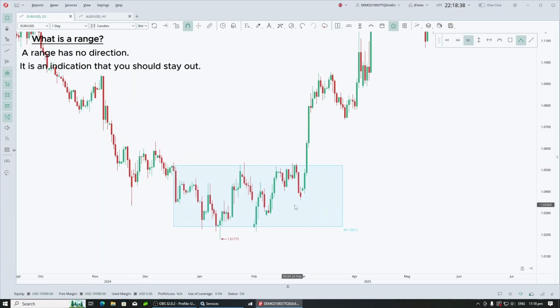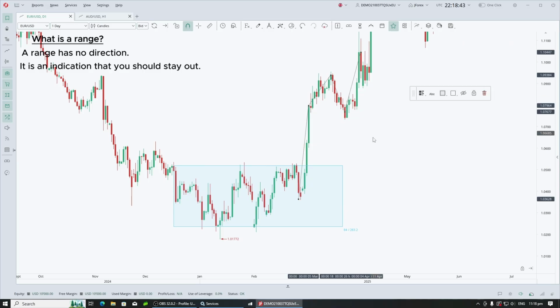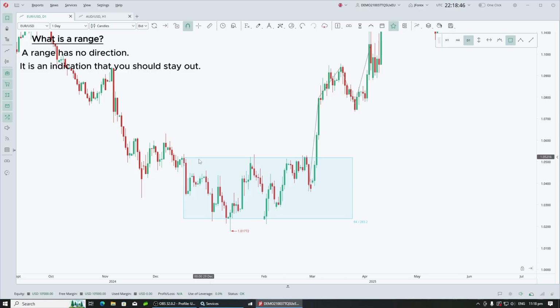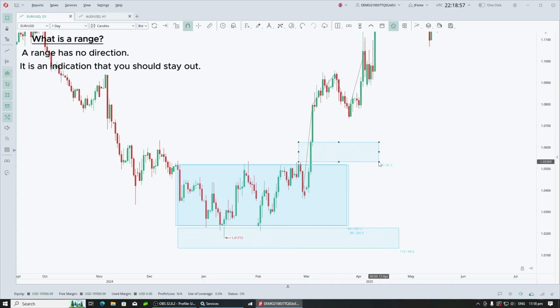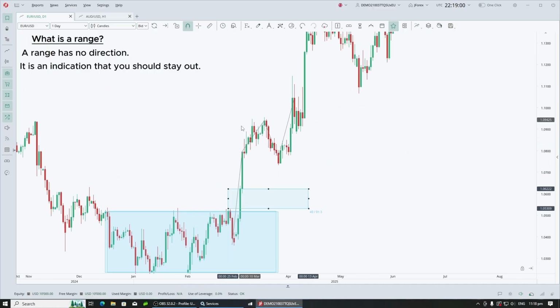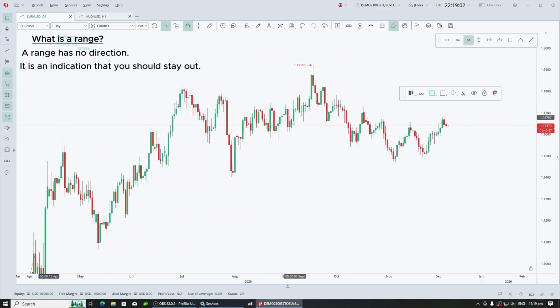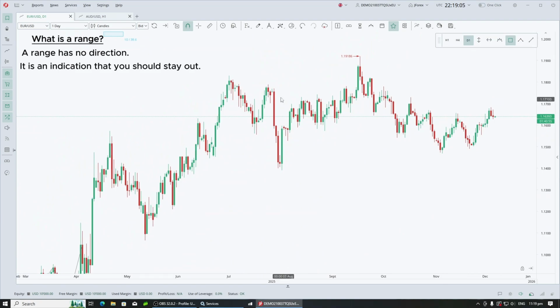Immediately we broke out of this range right here, we have an upward momentum. But what happened during this time period? What exactly was going on right here? Because we weren't creating any lows, there were no candles closing below, and until a candle closed above, we had a very strong upward momentum. You can see that phenomenon still playing out right here.